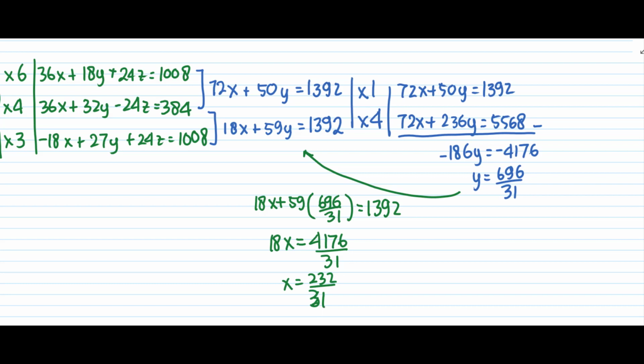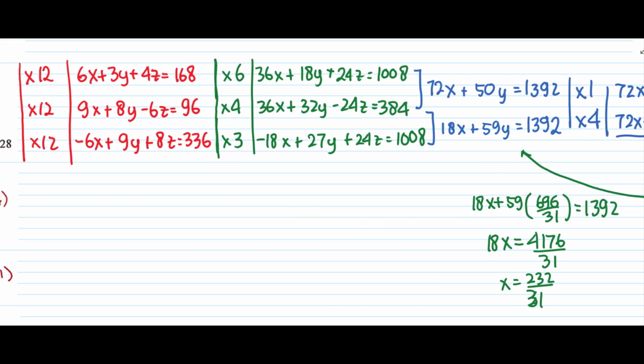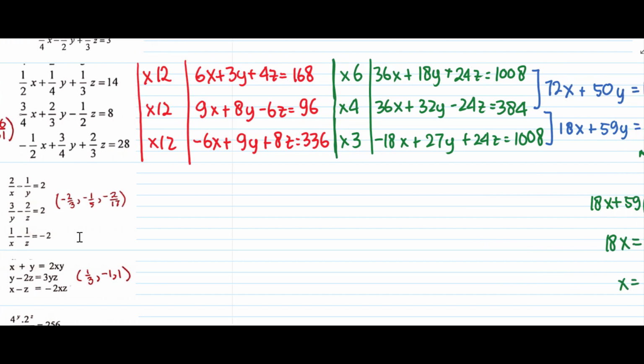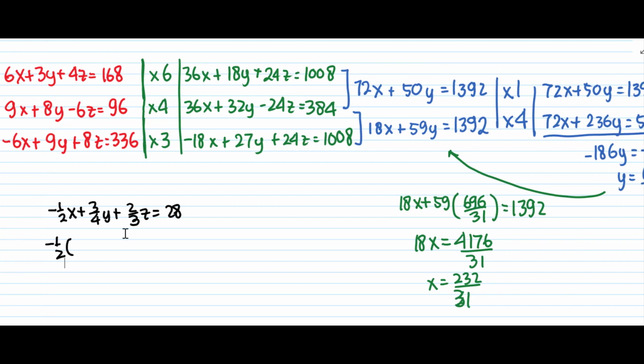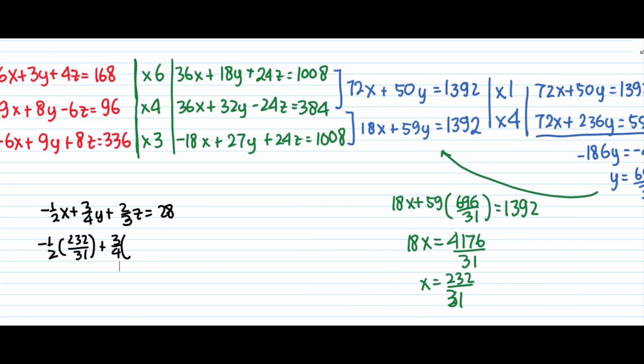And then for the z, we can substitute one more time. I will choose this one. So negative half x plus 3 over 4y plus 2 over 3z equals 28. The x is 232 over 31 and the y is 696 over 31.